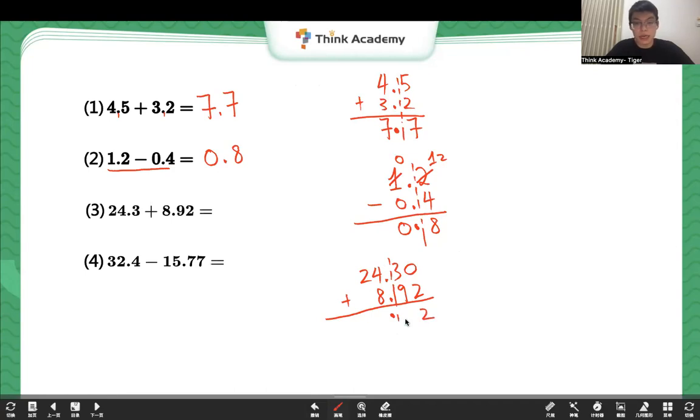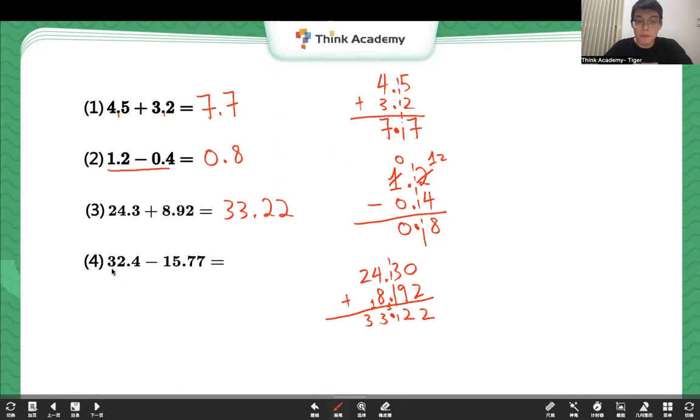A 3 adding a 9, that's going to be a 12. So I'm writing the 1 here. 4 adding 8 adding 1, that's 13. 2 adding 1, that's 3. So I have 33.22 as the answer. Yes, that's right, 33.22. Very good.